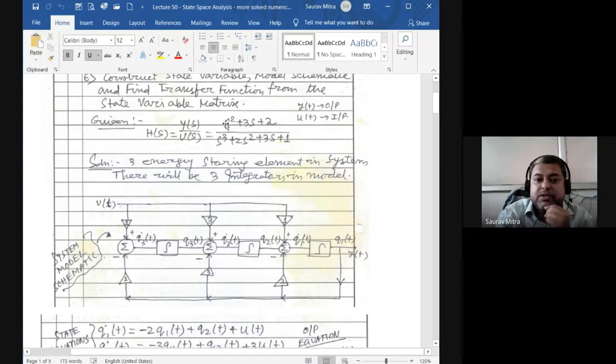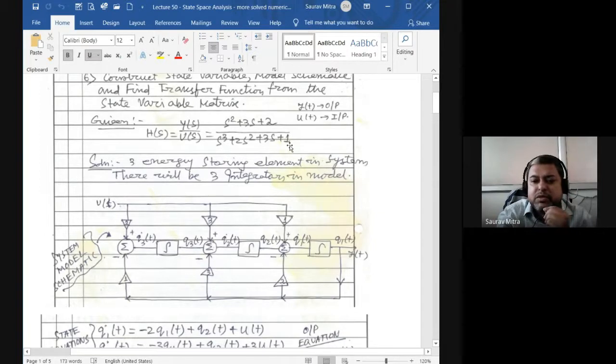So the coefficient of s square, which is 1, comes to the rightmost amplifier. The coefficient of 3s, that is 3, comes to the middle amplifier. The coefficient of the constant, that is 2, comes to the leftmost amplifier. Now suppose I'm giving you a case. I'm still supposed to explain the below part, the denominator part. It is also very easy, so let me explain it first.